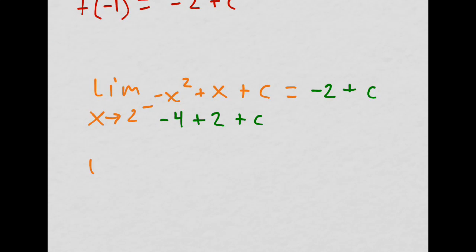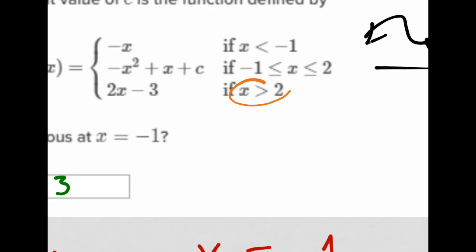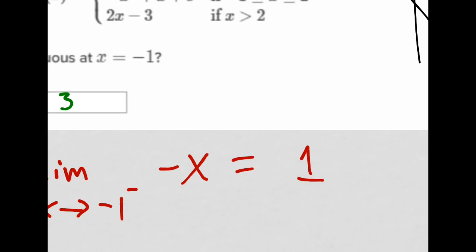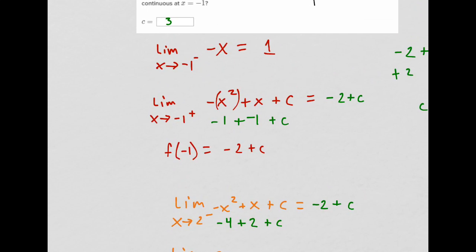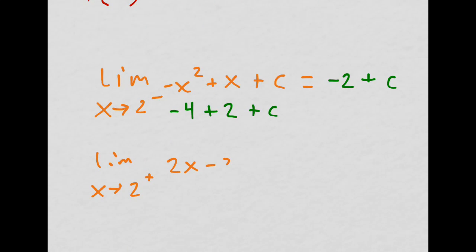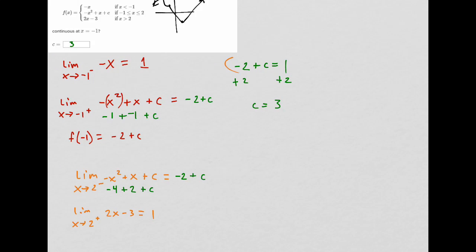And then the limit as x approaches 2 from the right side means we're plugging in things a tiny bit bigger than 2, which corresponds to this part of the function. So we'll take the limit of 2x minus 3. Plug in 2, and we get 4 minus 3, which is 1. Look at that, we have the exact same equation. So c will also be 3. That's it for that.